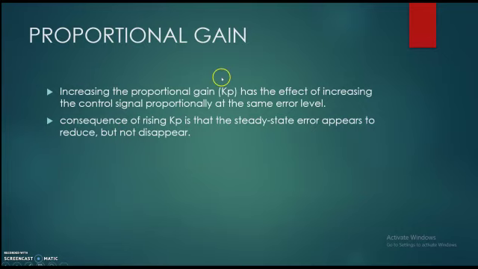Okay, first for proportional gain, when we increase the proportional gain, it will have an effect on the control signal. So the control signal also will be increased at the same error level. Next, the consequence of rising proportional gain is that the steady state error appears to reduce but not disappear.